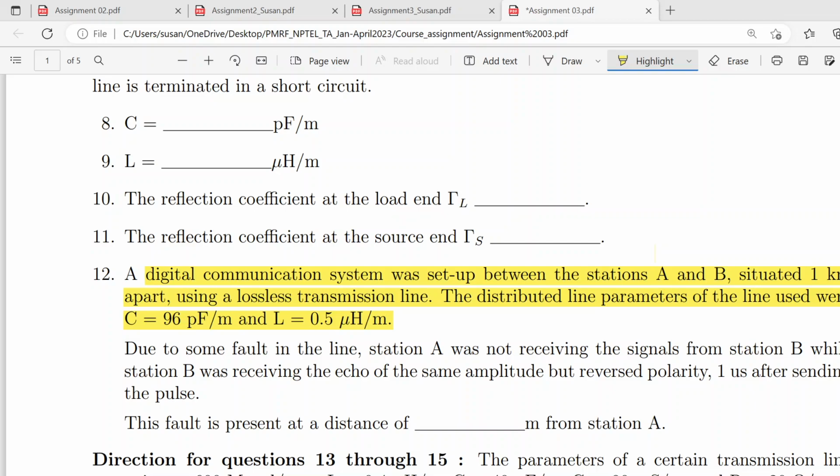First, we already know the time, but we need to know the velocity of the signal. So how do we find the velocity? We already have the equation for a lossless transmission line. Velocity of signal on the line will be 1 by root of L into C. This will be the first step: 1 by root of 0.5 into 10 power minus 6 into capacitance 96 into 10 power minus 12. Can you all try to calculate the velocity and give me an answer?